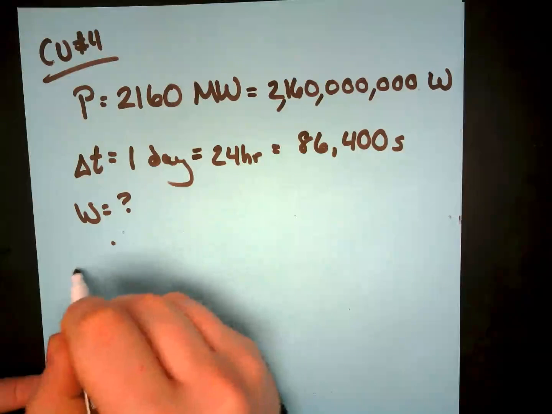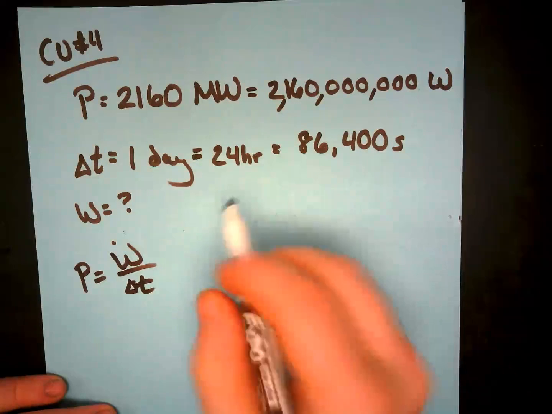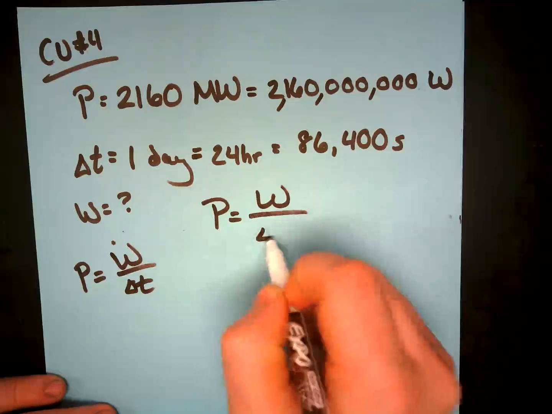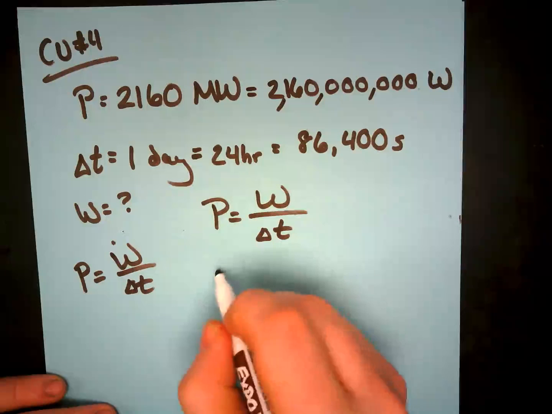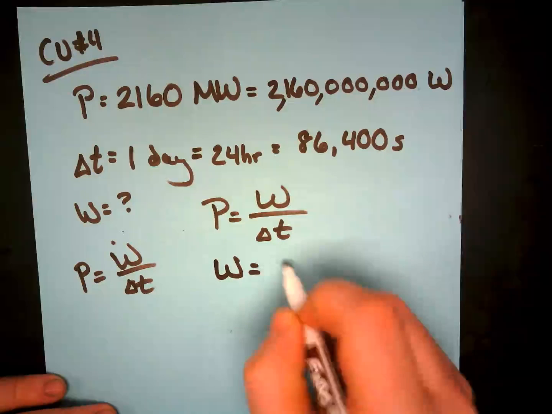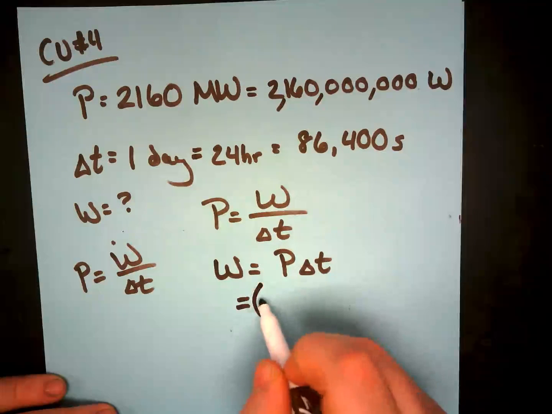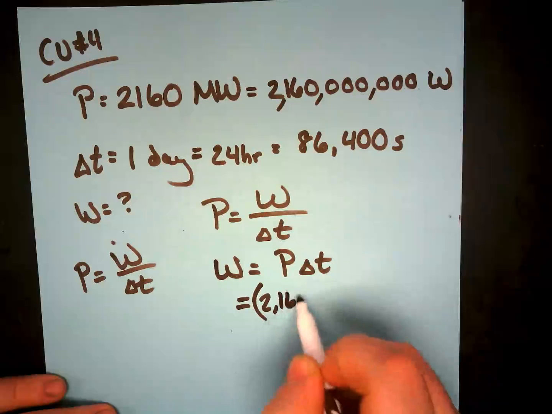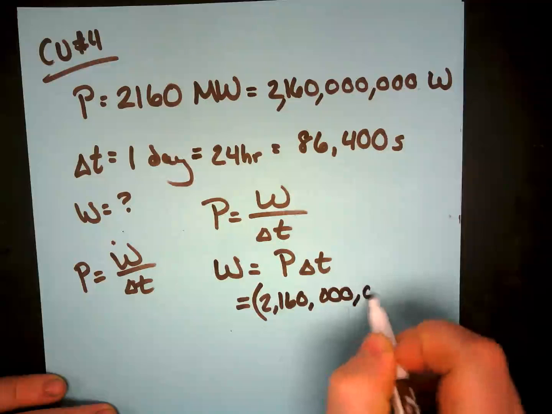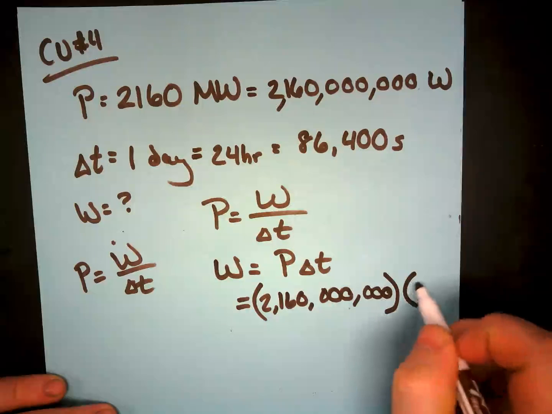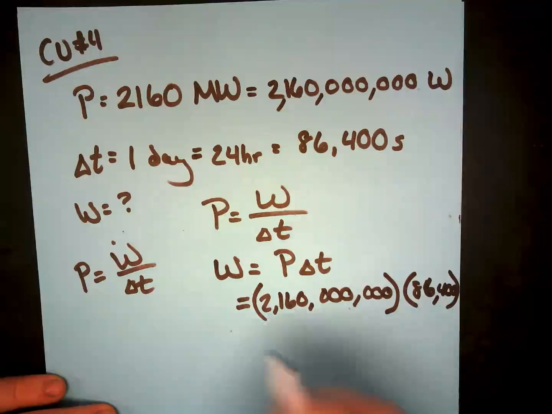So let's just do that, because we know that P is going to be equal to W over T. Okay, so let's just put that again over here and plug everything in. Oh, and we got to solve for W. So it'll just be P times T. So W is equal to P times T. And that's going to be, oh boy, 2,160,000,000 watts times 86,400 seconds.